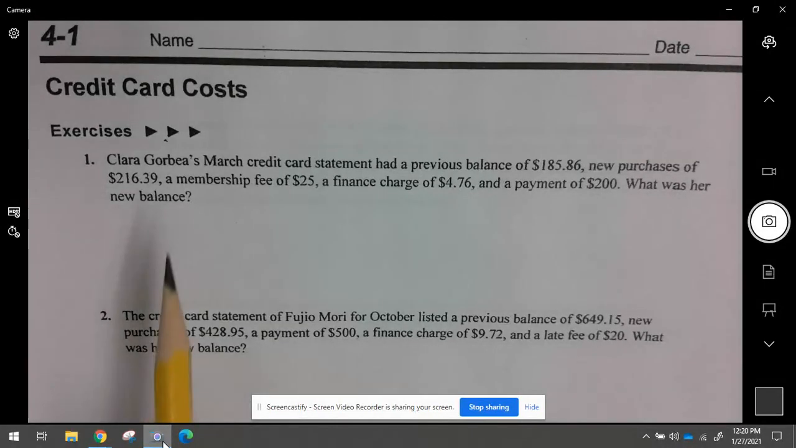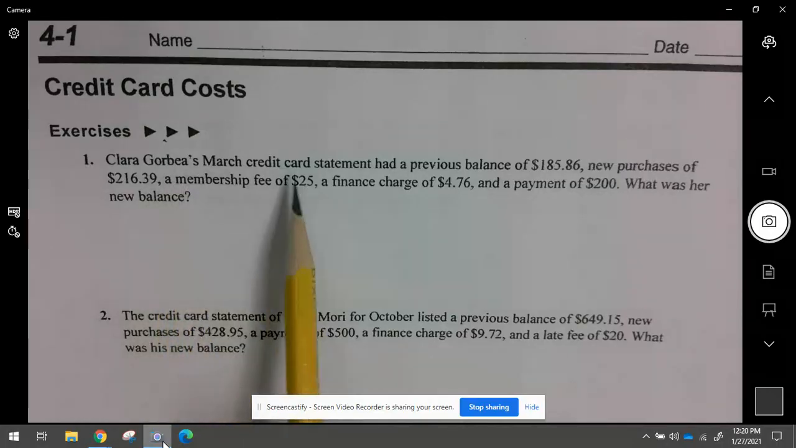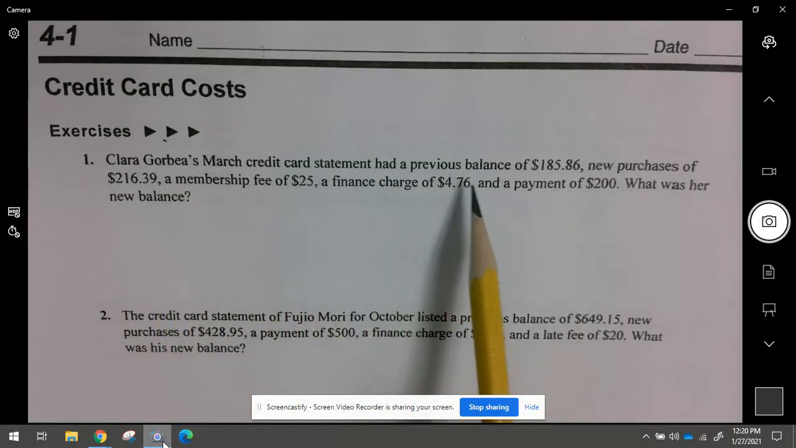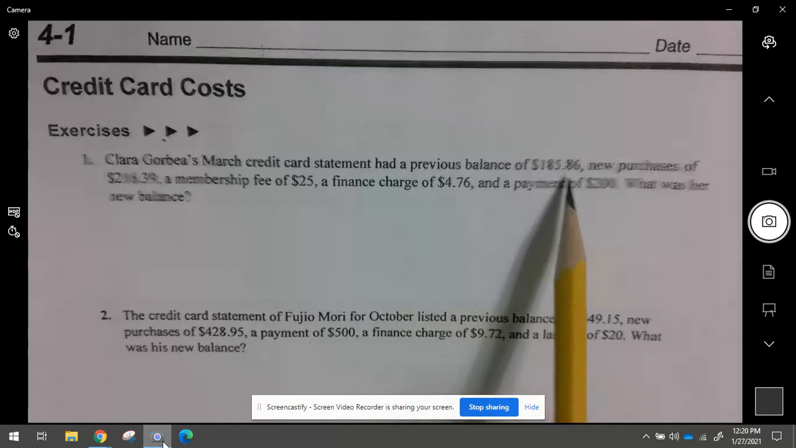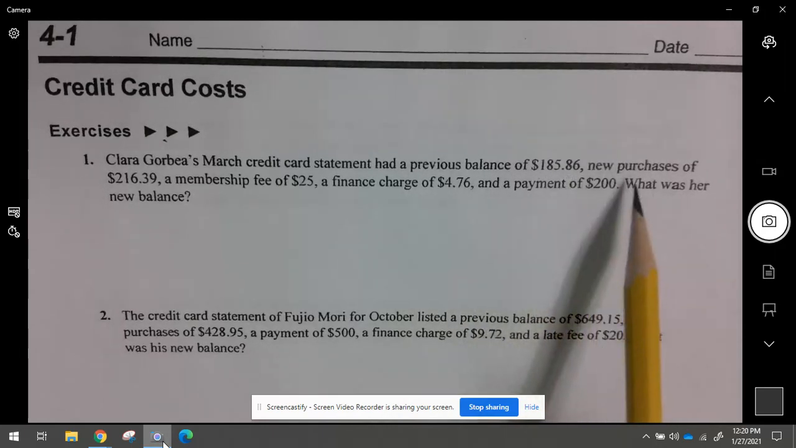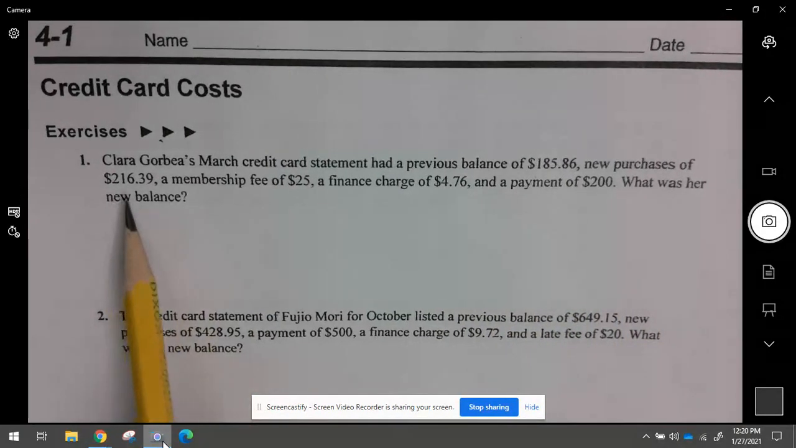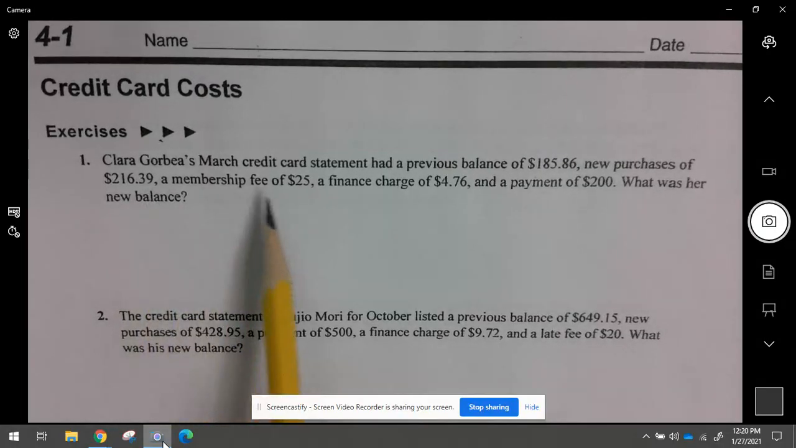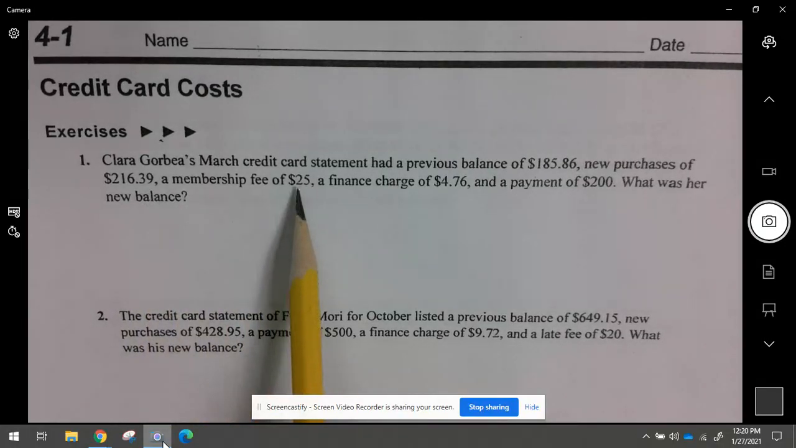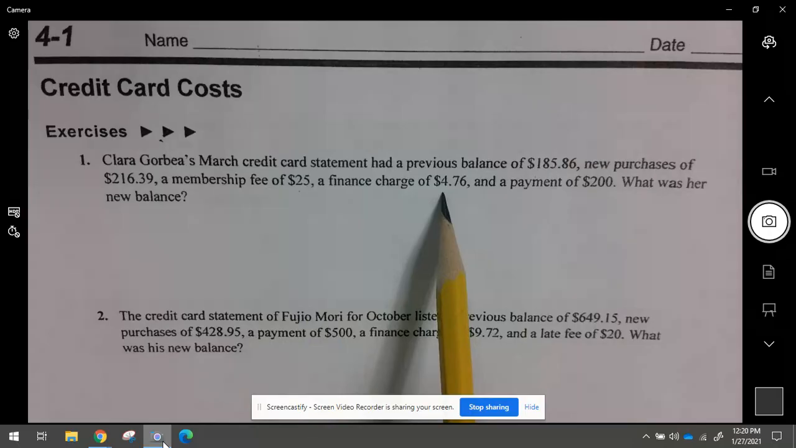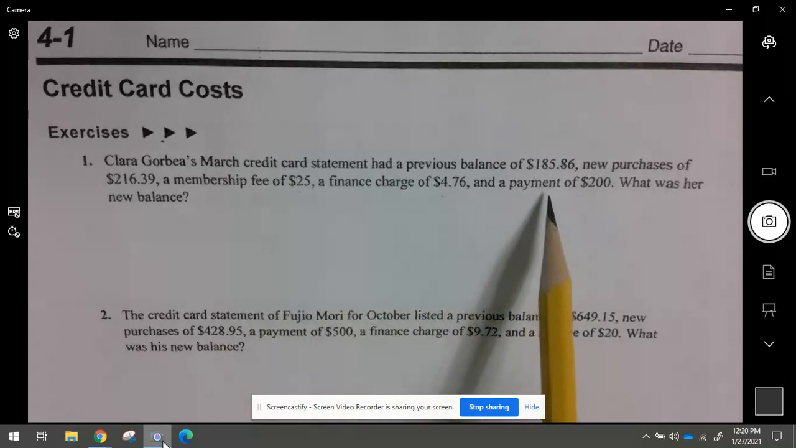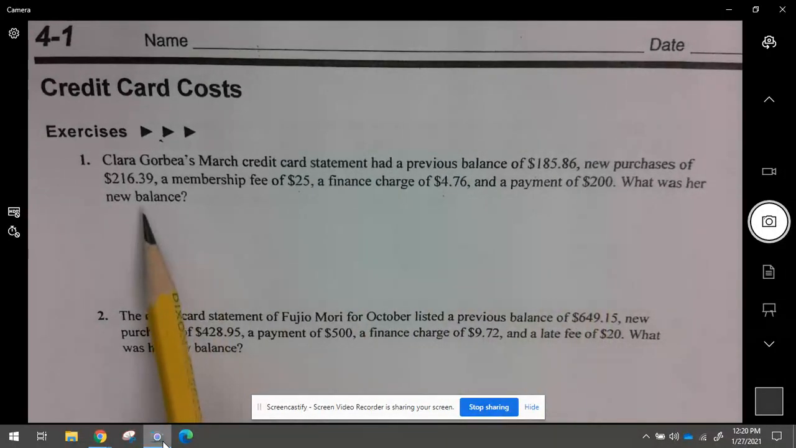We have Clara Gorbia's March credit card statement had a previous balance of $185.86, new purchases of $216.39, a membership fee of $25, a finance charge of $4.76, and a payment of $200. What was her new balance?